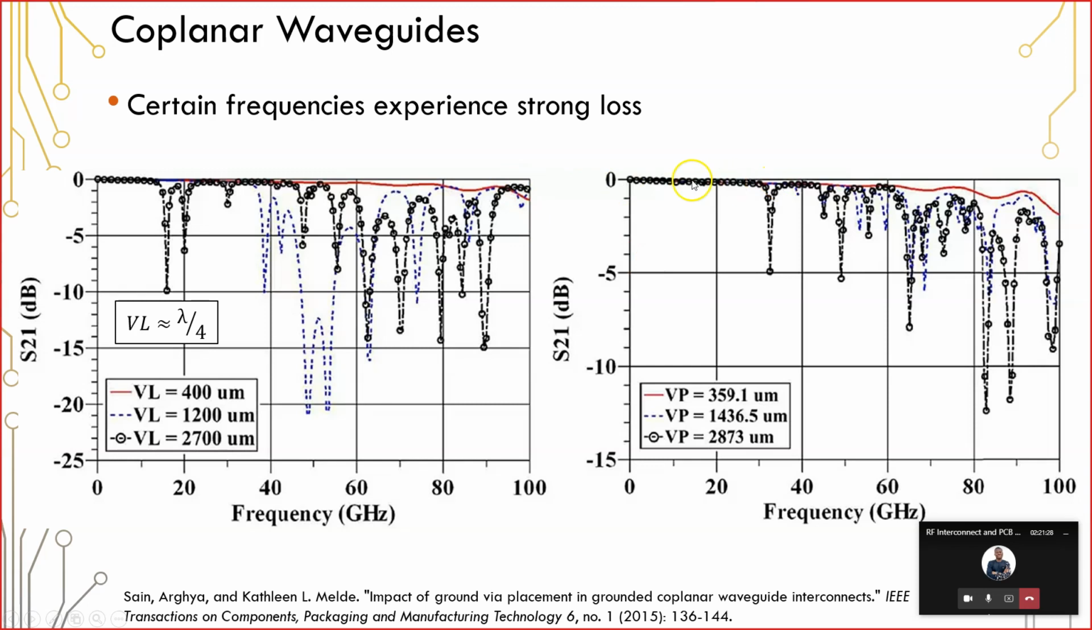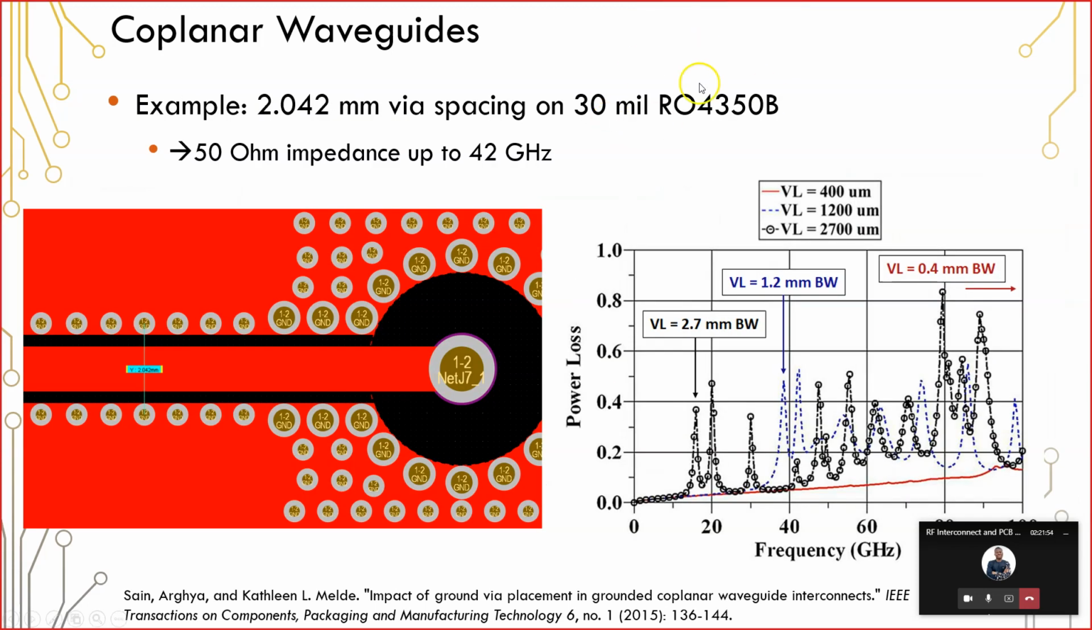This grounded coplanar waveguide can only transmit certain frequencies where these S21 curves have very low value or are very close to zero. When you get to these very strong lossy peaks here at higher frequencies, this structure can no longer support these very high frequencies, and it will destroy those frequencies, and that power will not reach the other end of the interconnect. So this is kind of summarized by looking at a power loss value.